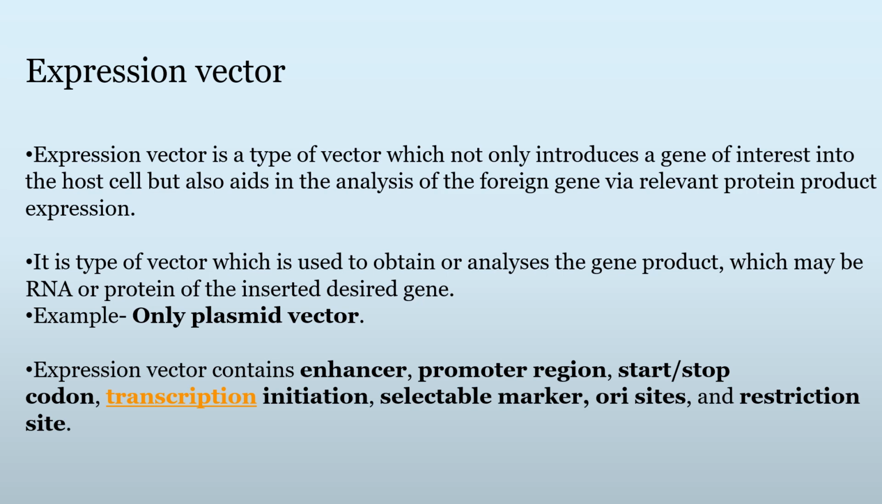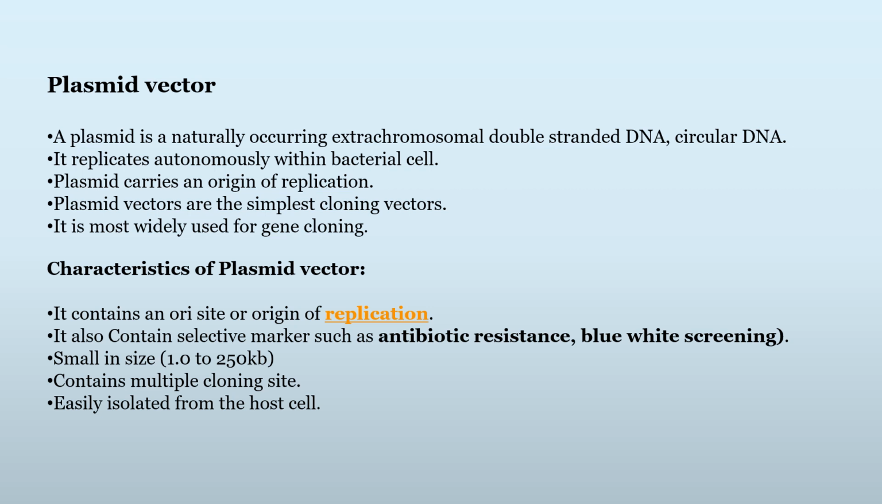Plasmid vector. A plasmid is a naturally occurring extrachromosomal double-stranded circular DNA. It replicates autonomously within the bacterial cell. A plasmid carries an origin of replication. Plasmid vectors are the simplest cloning vectors. They are most widely used for gene cloning. Characteristics of plasmid vector. It contains an ORI site or origin of replication. It also contains selective markers such as antibiotic resistance, blue-white screening. It is small in size, which is 1.0 to 250 kb, contains multiple cloning sites, and is easily isolated from the host cell.